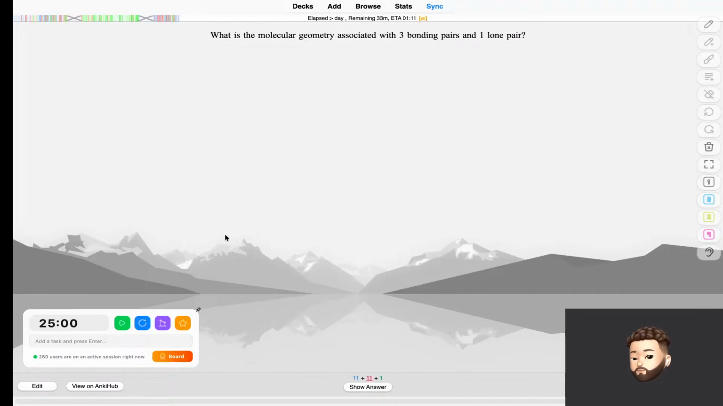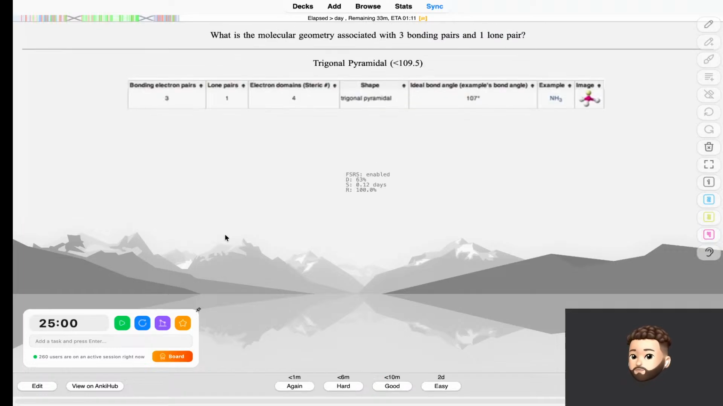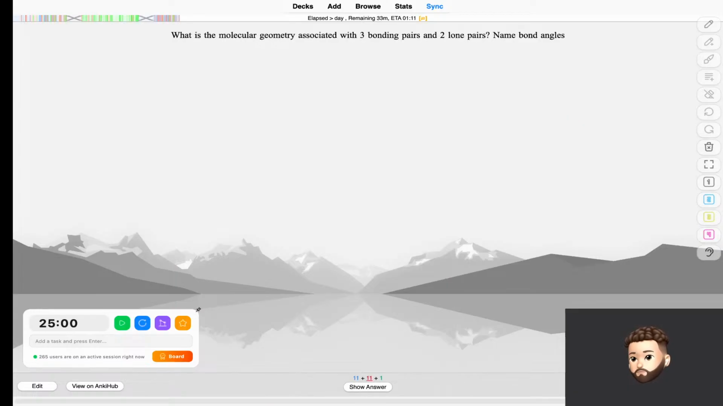What is the molecular geometry? Three bonding pairs and one lone pair. So it would normally have been tetrahedral. You remove one, and it's going to be trigonal pyramidal. Oh, I didn't give the bond angle. Less than 109.5.